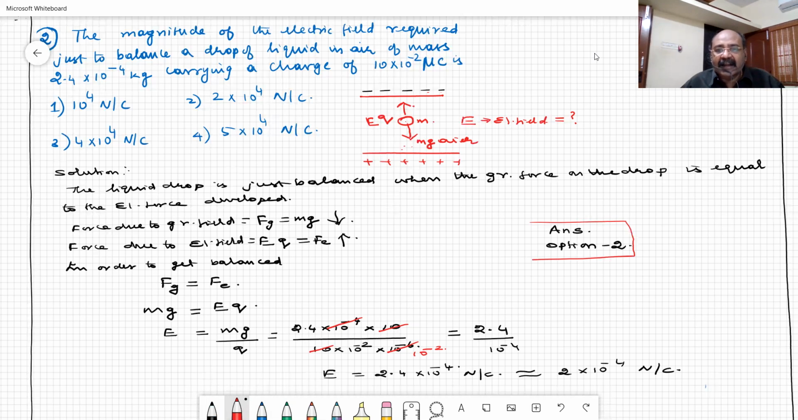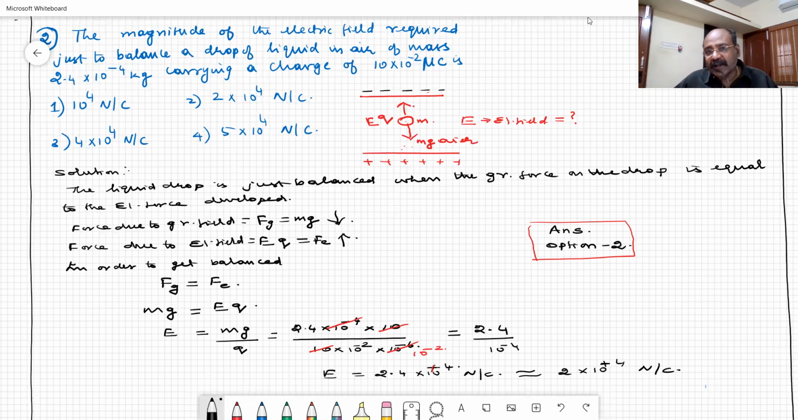So the electrical field, which is required to balance the oil drop inside the electrical field, is considered to be 2 into 10 to the power of, sorry, not minus 4, isn't it? 10 power minus 4 taken to the numerator becomes plus 4. So we have to get it as 2 into 10 to the power of plus 4 Newton per coulomb. Option 2 is considered to be the correct option.